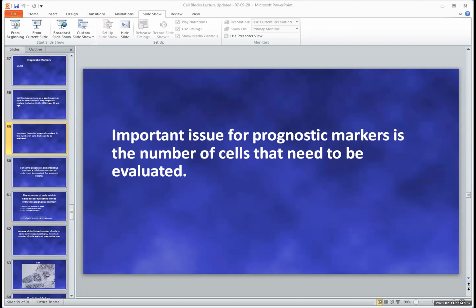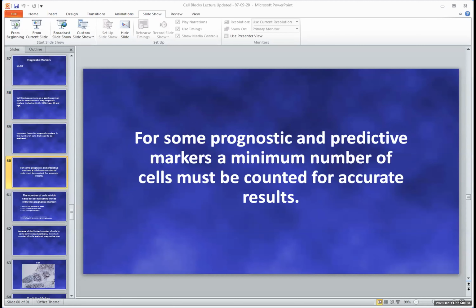An important issue for prognostic markers is, of course, the number of cells that are needed to be evaluated, and this has been worked out fairly significantly for some of our markers, particularly Ki67.